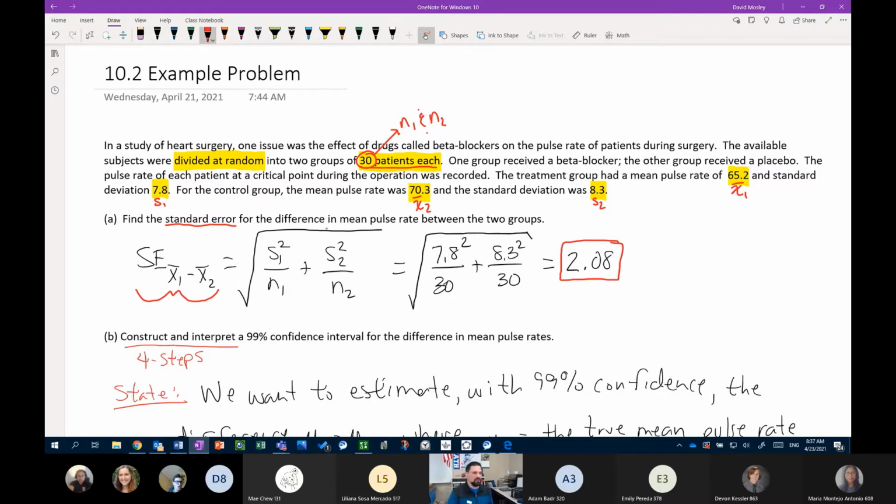It is important to remember to square the two standard deviations that you have, the 7.8 and the 8.3. We need to square them because we're using variance. We're not just using the standard deviation value. Is there anything I can clarify so far on this example?